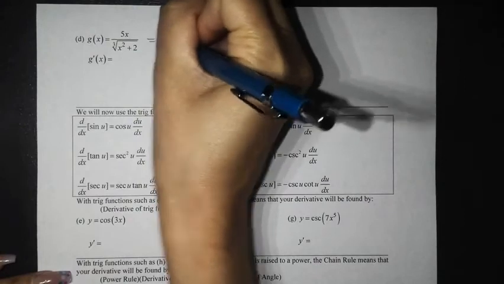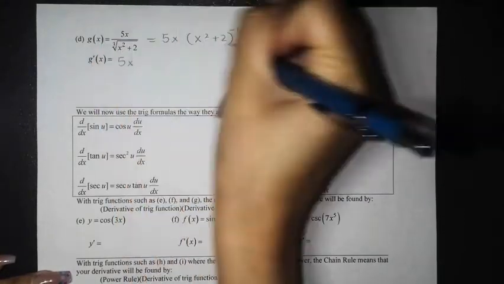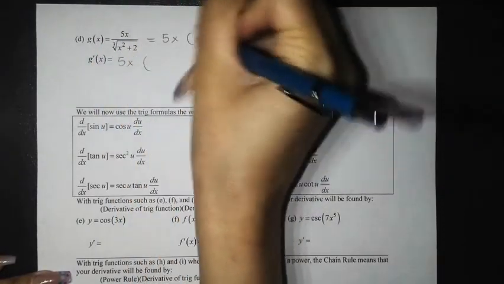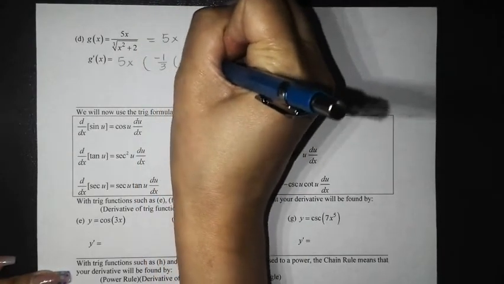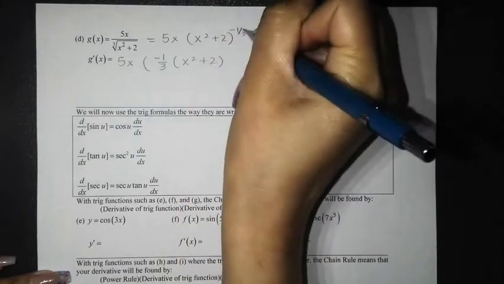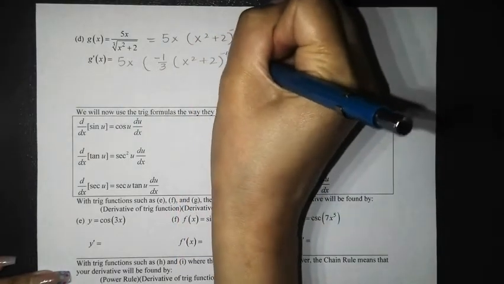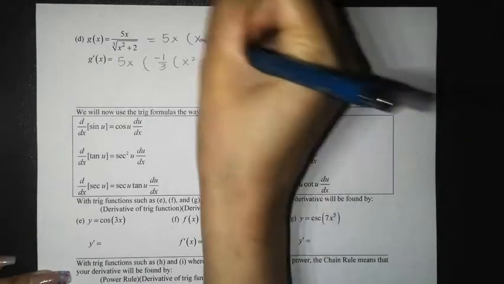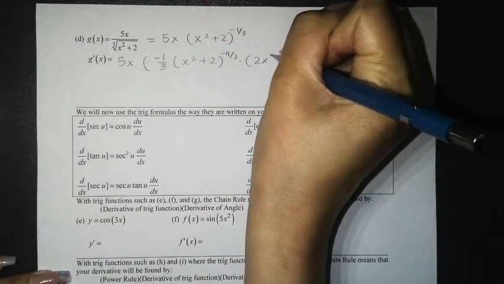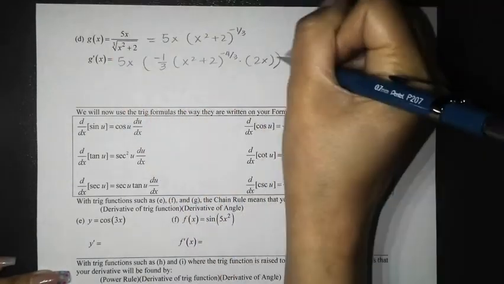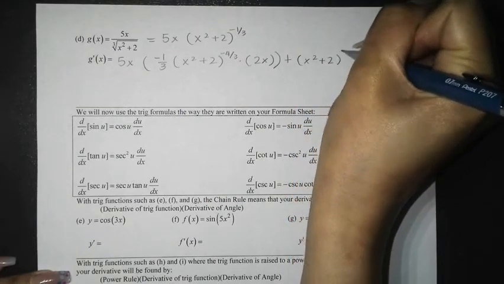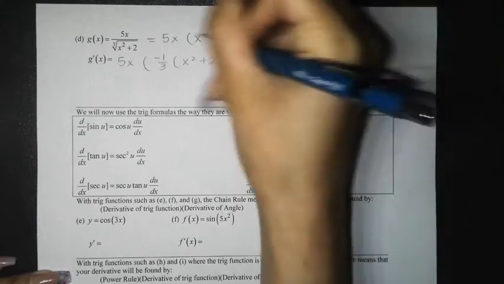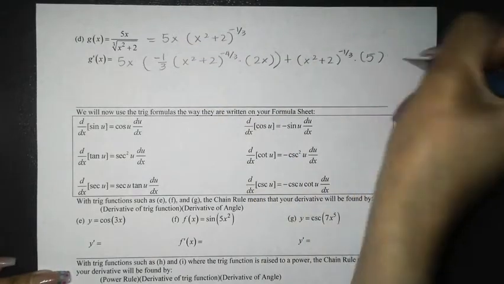So first, the first one times the derivative of the second one. What's the derivative of only this piece? It's going to be negative 1/3 times x squared plus 2 to the power of negative 4/3 times 2x. Okay, so we finish the first part, plus the second piece, times the derivative of the first piece, which you know that it's 5.